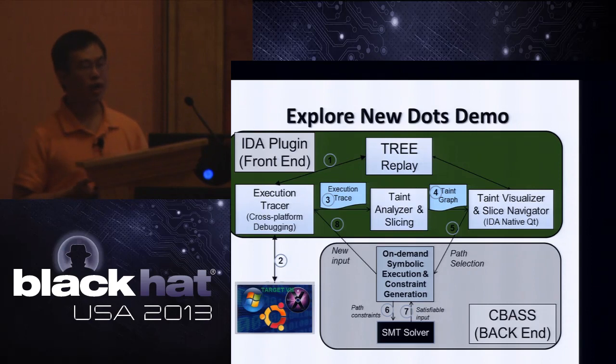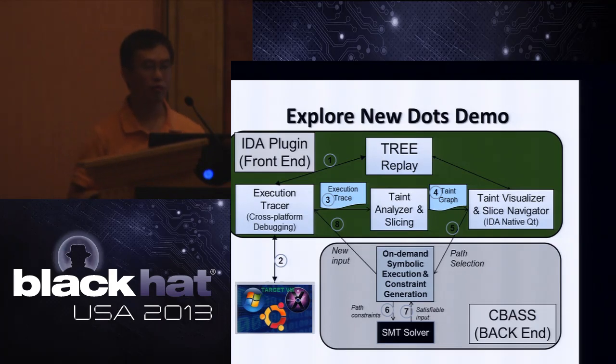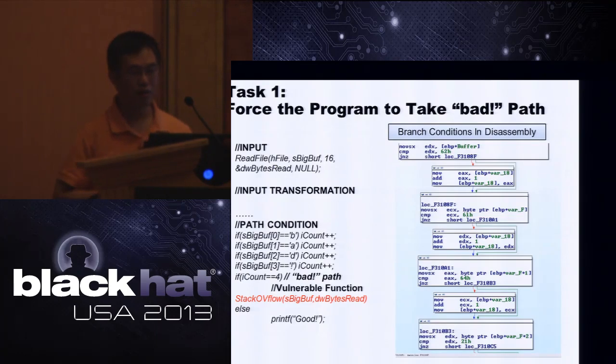Later, we're going to show a demo to see what steps are needed for Tree and CBASS to get your branch conditions solved. But you can see there's quite a few steps involved. So before I dive into the demo, we can show a few things to help you get started. The goal here is to force the program to take the bad path.